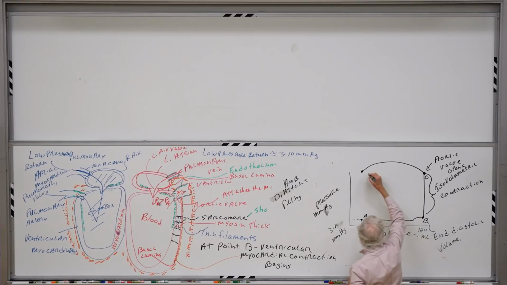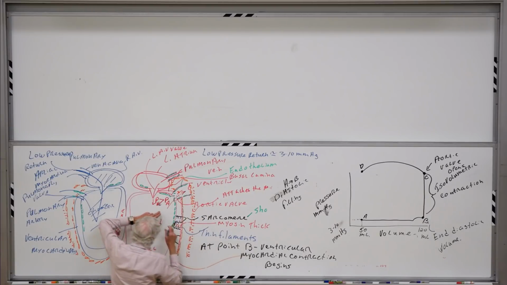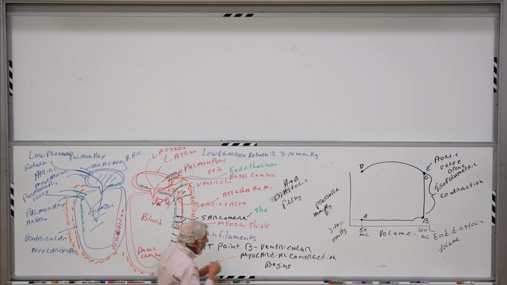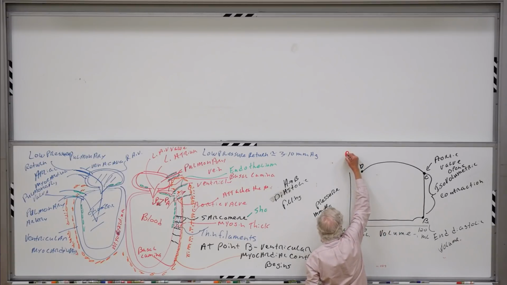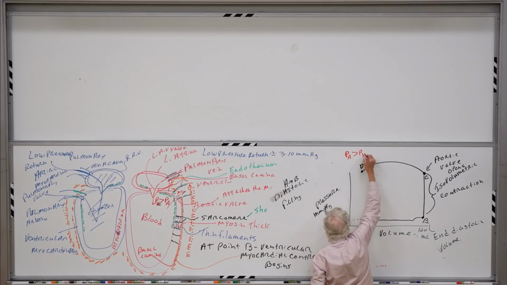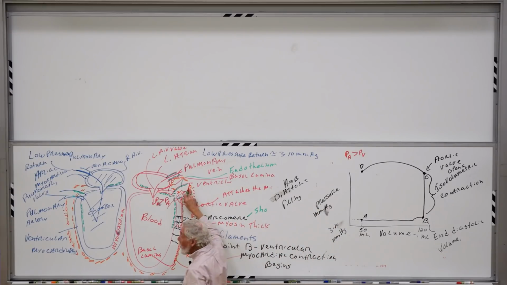Now at this point, at point D, the pressure in the aorta is greater than the pressure in the ventricle. So at this point now we have greater pressure on the far side of the valve than on the chamber side of the valve, and that snaps the valve shut.